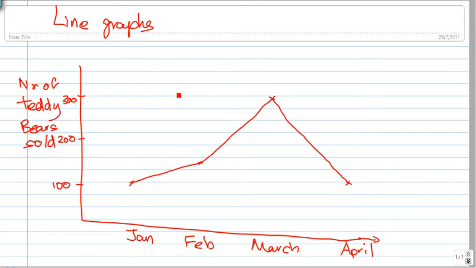Alright, a line graph is actually drawn by plotting the points corresponding to the data and then joining the points with line segments. So these are points. So this is a line graph.